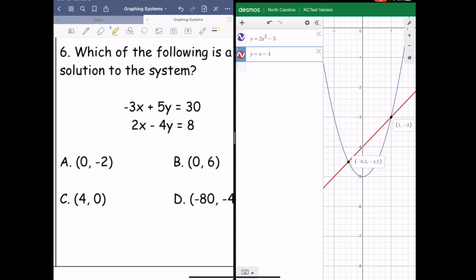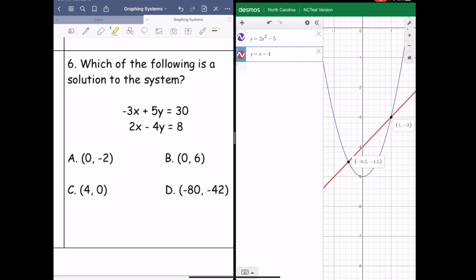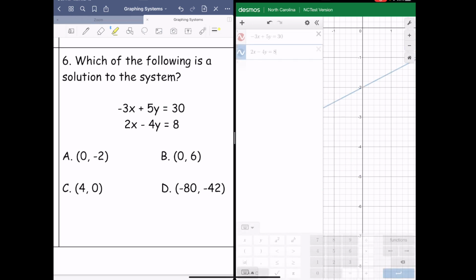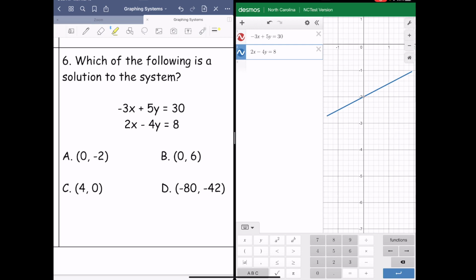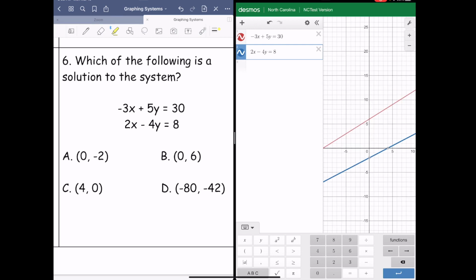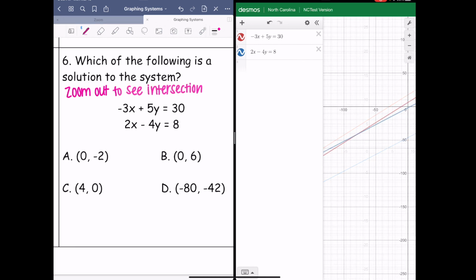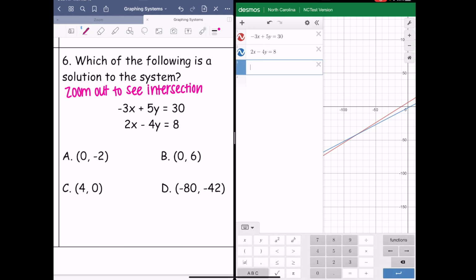Number 6. Which of the following is a solution to the system? So I'm going to cross out what we have here. Now notice I can only see one of those lines. That's because I didn't click the home button the last time. So I'm going to click that home button, and it gives me a standard window to look at. Now, originally, it doesn't look like there are any intersections. So we are going to need to zoom out to see the intersections. So now what we're looking for is which of these 4 points is that intersection point.